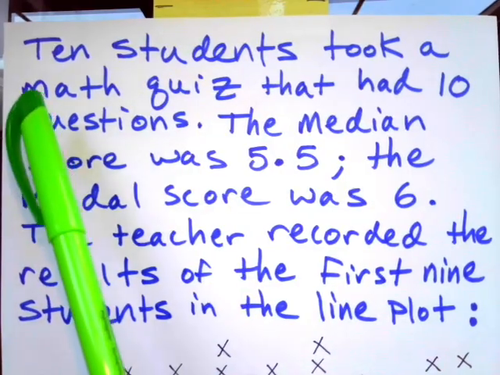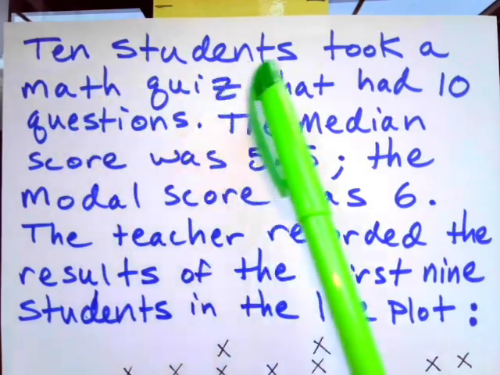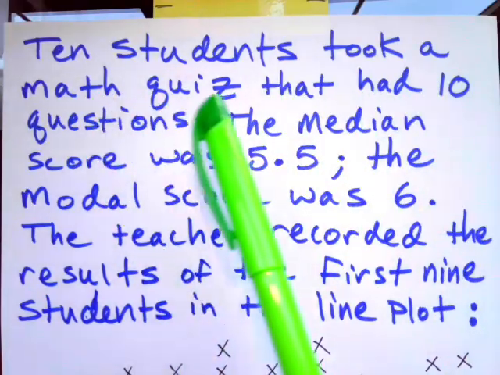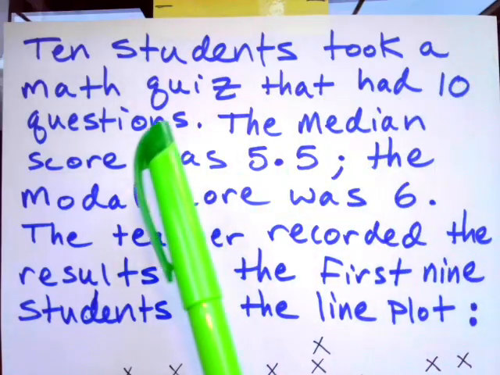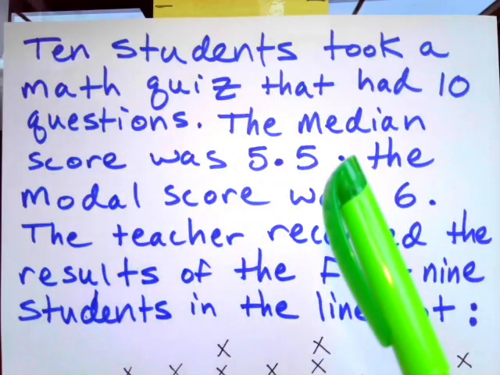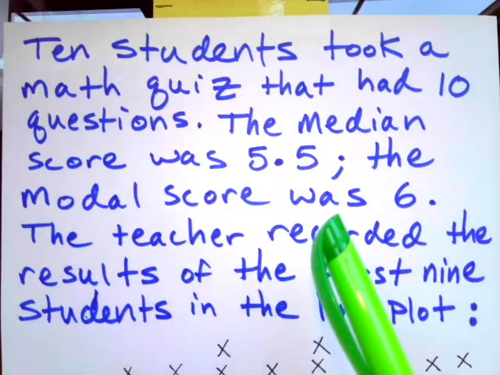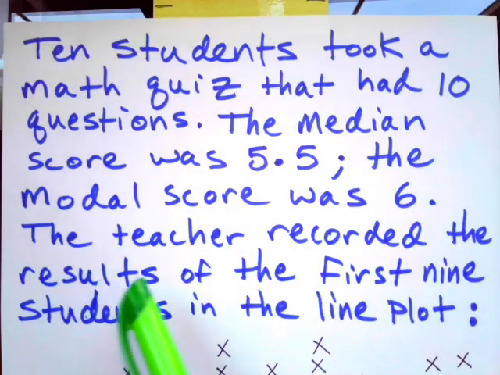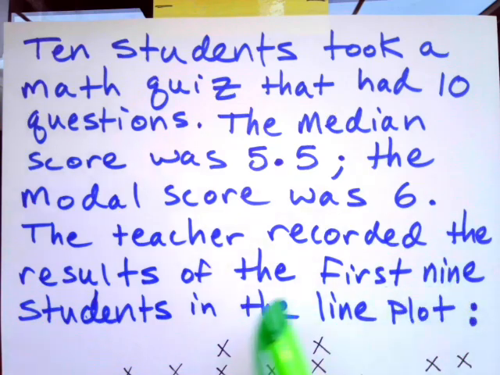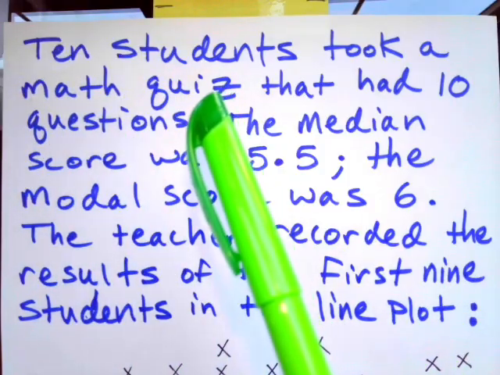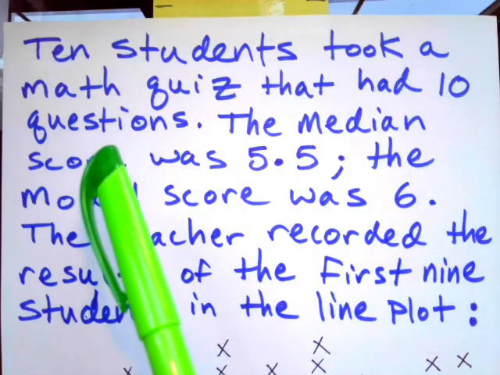All right. So 10 students. There are 10 students who took a math quiz that had 10 questions. So there are 10 questions on the math quiz, and 10 students who took the math quiz. Let's read on further. The mode score was 6. The teacher recorded the results of the first 9 students in the line plot. So understand, this can be very confusing. I want to point this out to you: 10 students took the quiz, and there were 10 questions on that quiz.